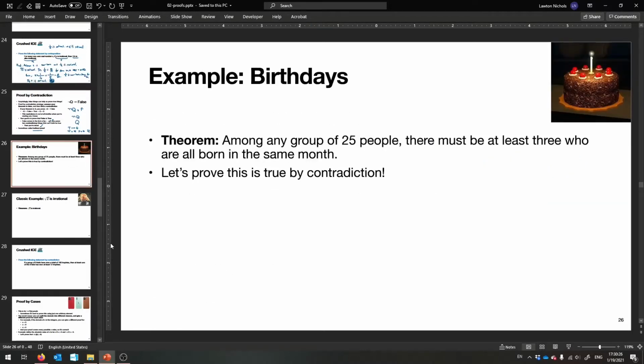So the first one is birthdays. So assume that you've got a group of 25 people, maybe like the students in this class, and the theorem is saying that there must be at least 3 students or people who are born all in the same month. And we're going to prove this by contradiction. So this is the entire theorem. We're going to prove the entire theorem by contradiction. So we say proof, and usually you want to warn people like by contradiction.